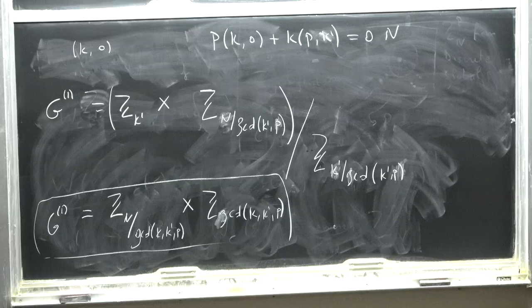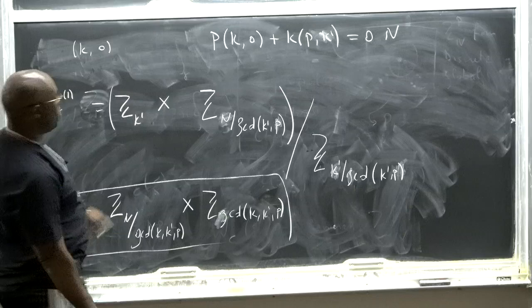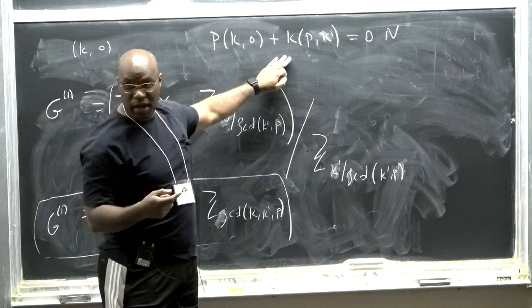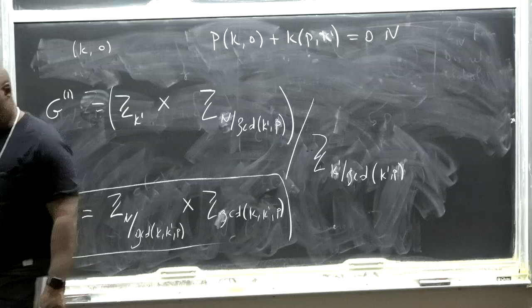Why, when P is not equal to zero, does this GCD appear in K prime? Because you have a further identification here. It just means that if you look at the ZK operators, some of them get trivialized by this identification. That's why you reduce to the GCD.